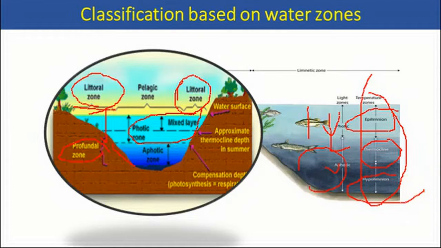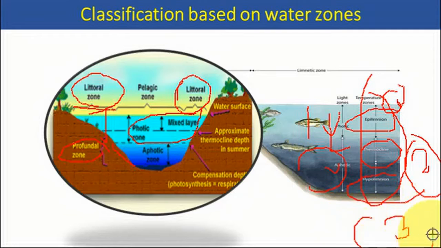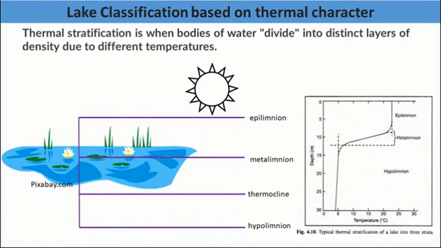The classification which we are going to discuss is based on temperature. So temperature has three zones. One is epilimnion, two is thermocline, and three is the hypolimnion. So these three zones are the basic zones which we are going to discuss, on the basis of which the lakes have a major way of classification on the basis of the density, or according to the density due to different temperature.